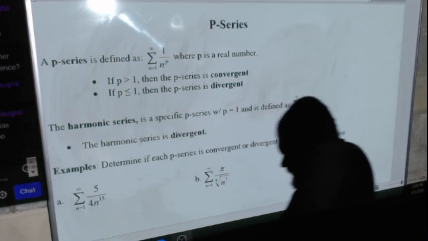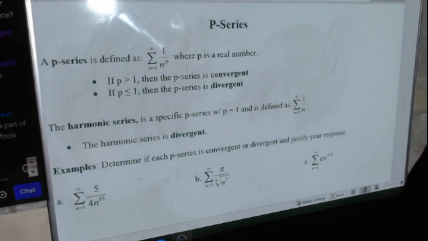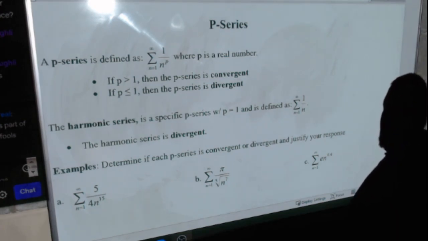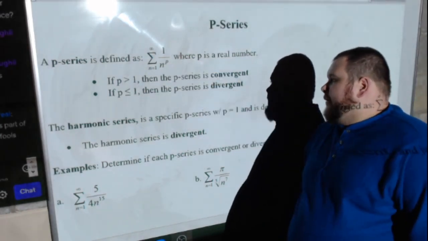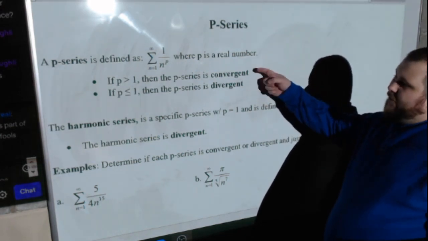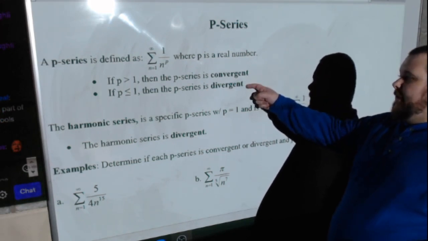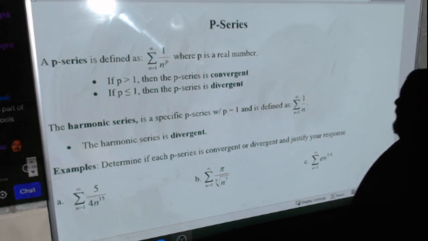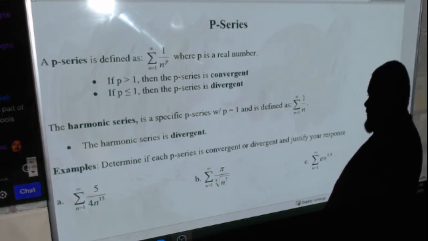Okay. So here's the P series. This is a series that has the form of 1 over n to a power p. There are two situations: the power p could be greater than 1, or it could be less than or equal to 1. If it's less than or equal to 1, it diverges, and if it's greater than 1, it converges.